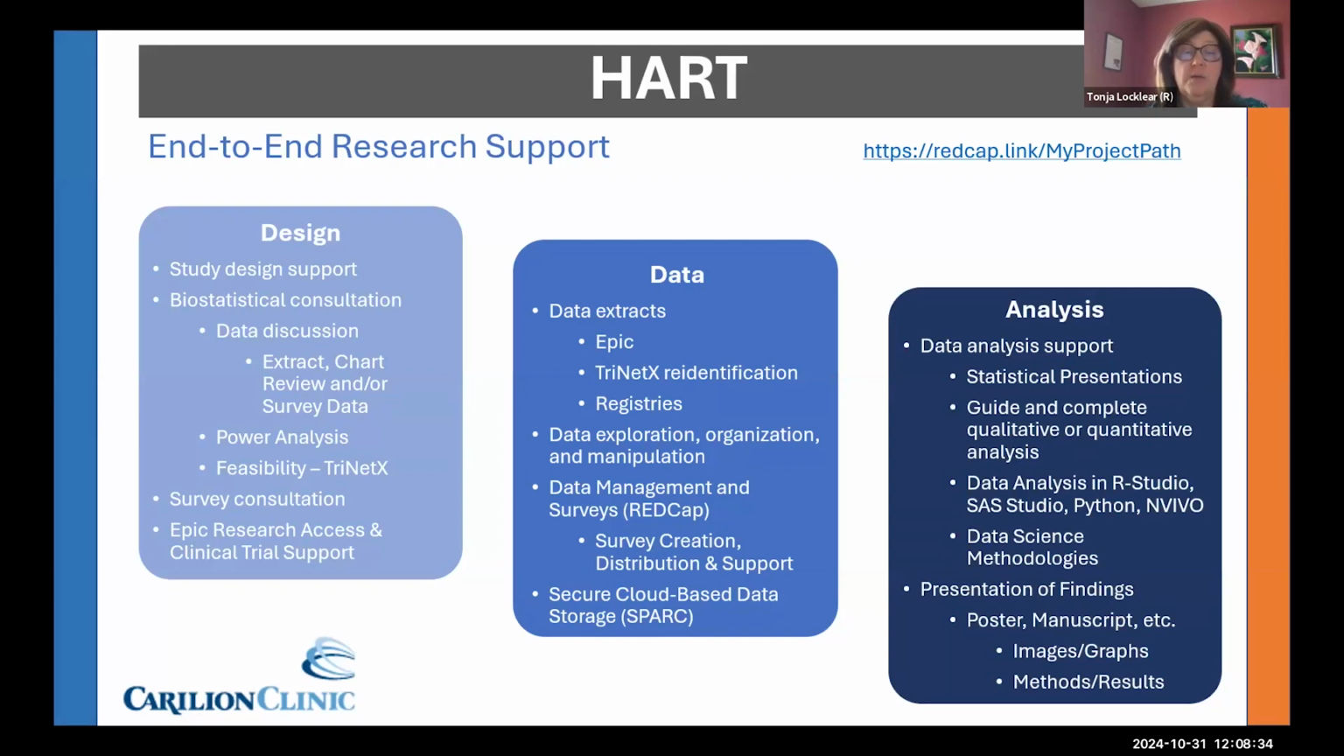We work with you on extracting data and using TriNetX. And we build information through REDCap for survey analysis. And then we also support any of the analyses that you would need, and also the presentations as well as manuscripts. So again, end to end, and we're here to help in any way that we can.